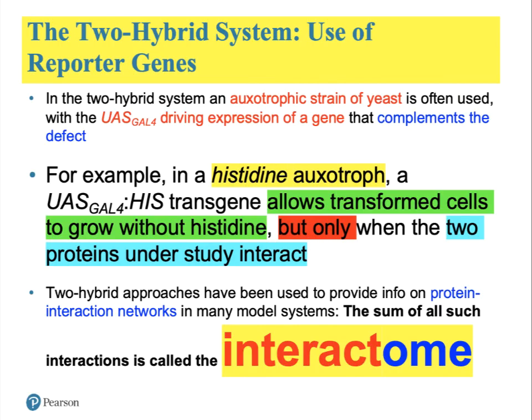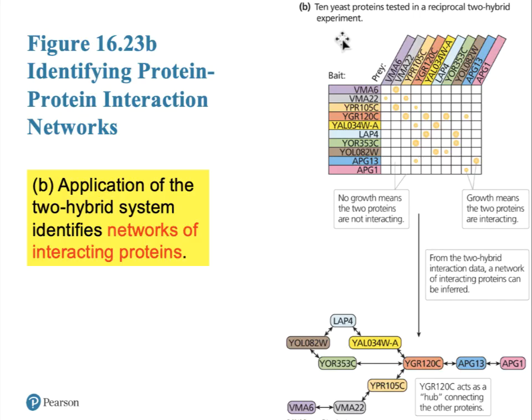By repeating these types of experiments with different combinations of proteins, one is able to generate a map of how different networks of proteins interact. And the total sum of all such interactions is known as an interactome. In this example, 10 yeast proteins were tested in various reciprocal two-hybrid experiment pairs, and we came up with this working model of how that pathway of protein interaction actually exists inside a yeast cell.